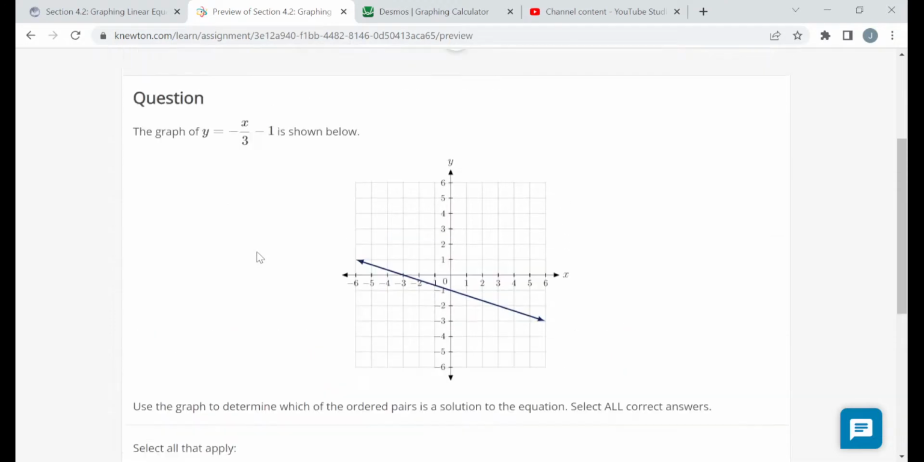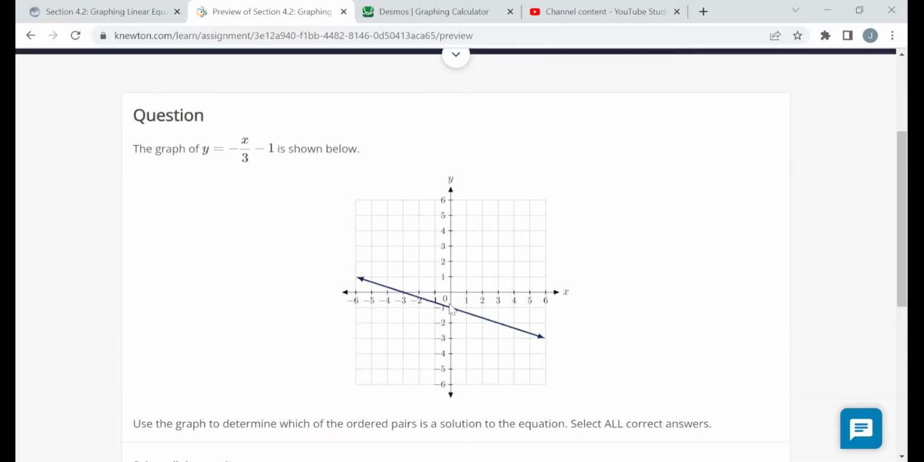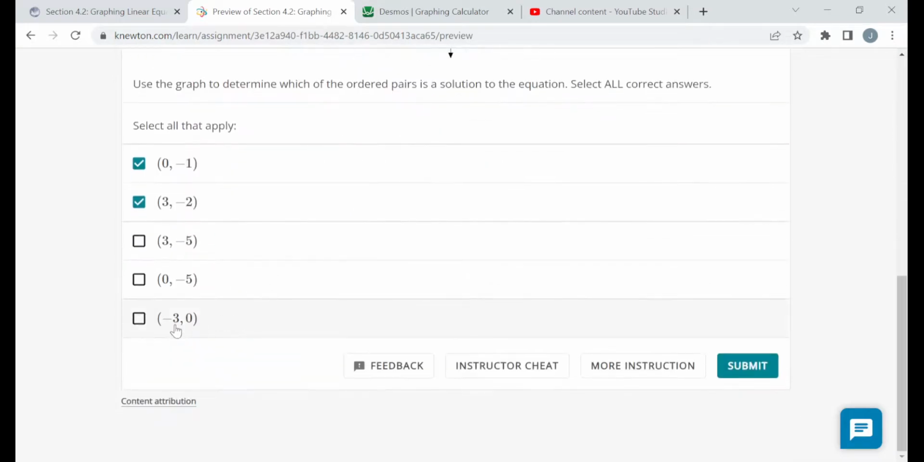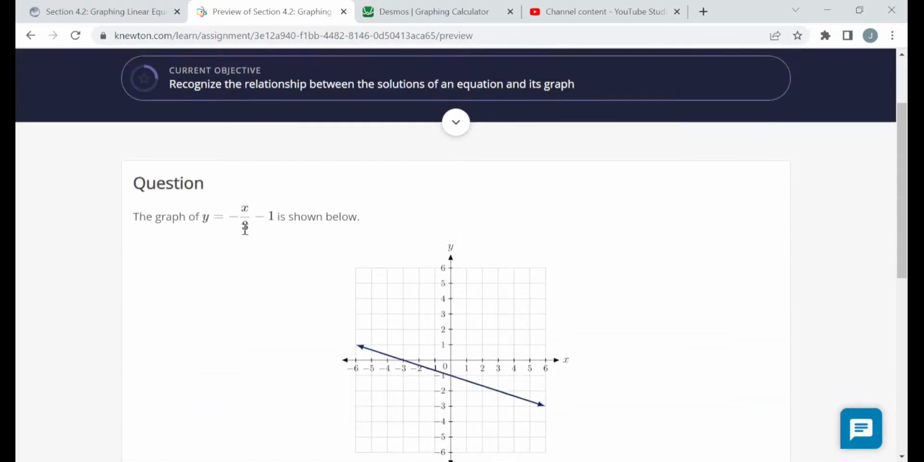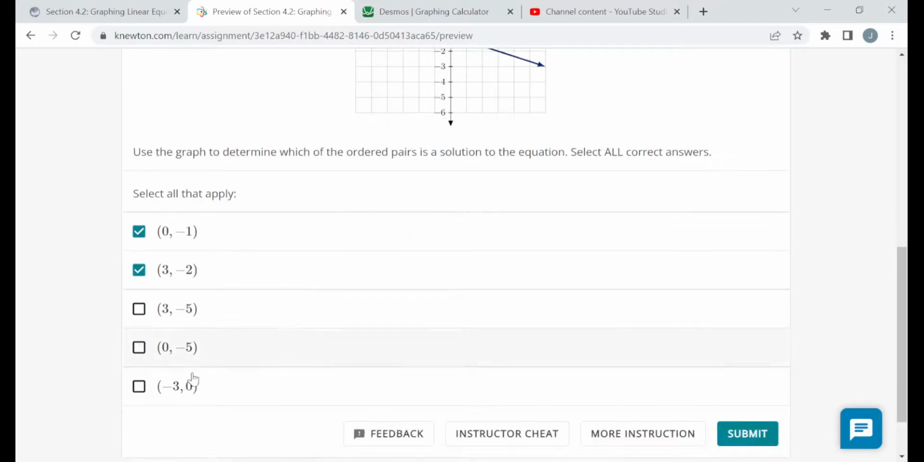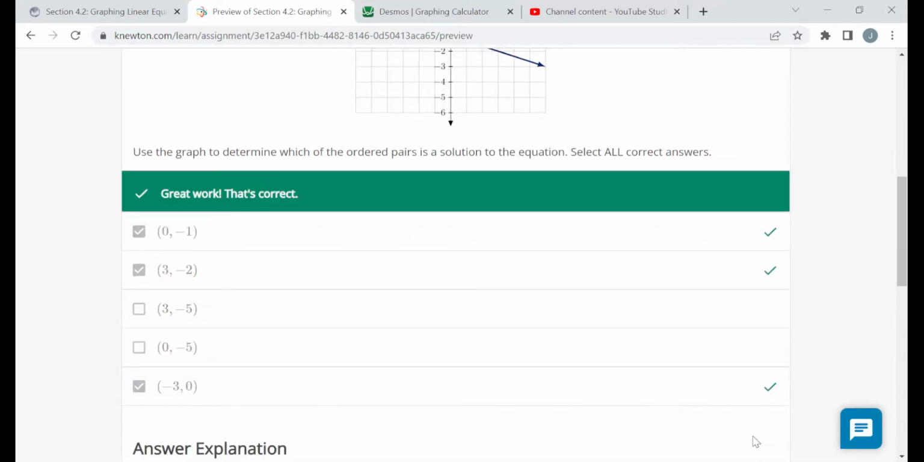0, -5, no, we saw 0, -1, not 0, -5. 0, -5 is not on the graph. -3, 0. If x were -3, this would be 1, then -1 would be 0. And then you see here, -3, 0 is a point on the graph. So that's another solution of the equation. I click on it. So that should be an easy objective, I feel.